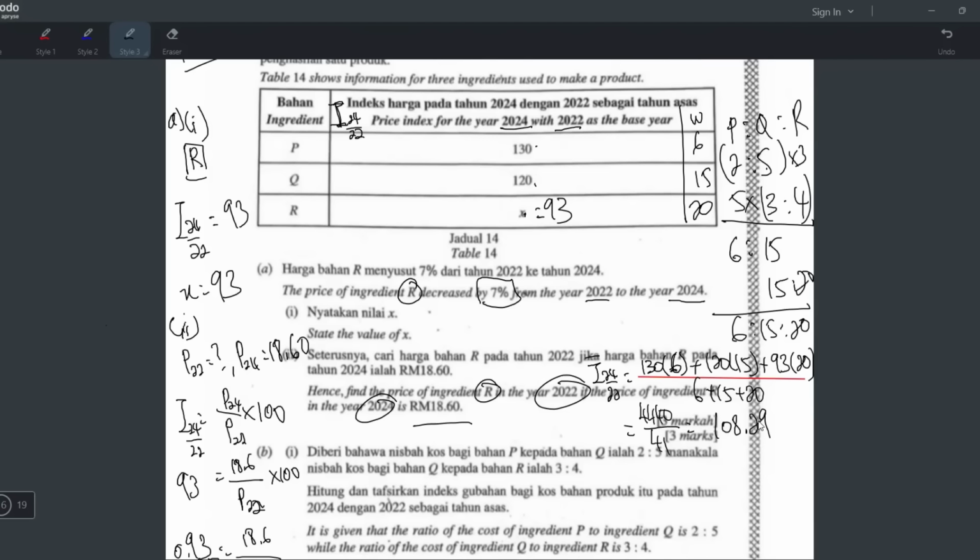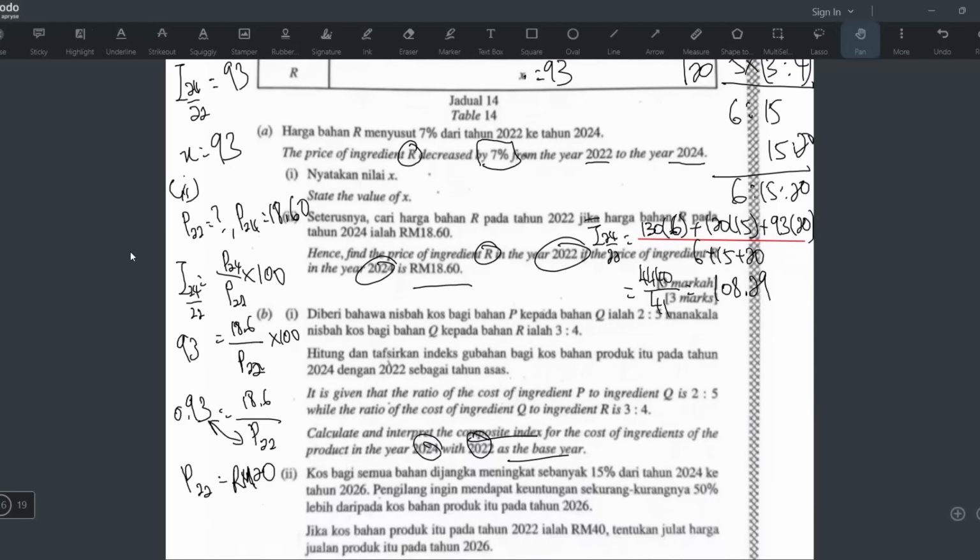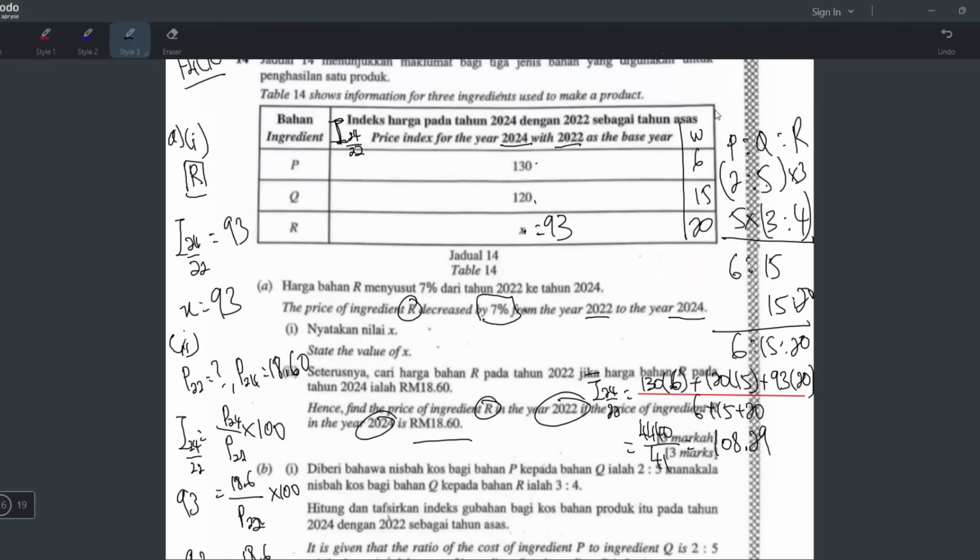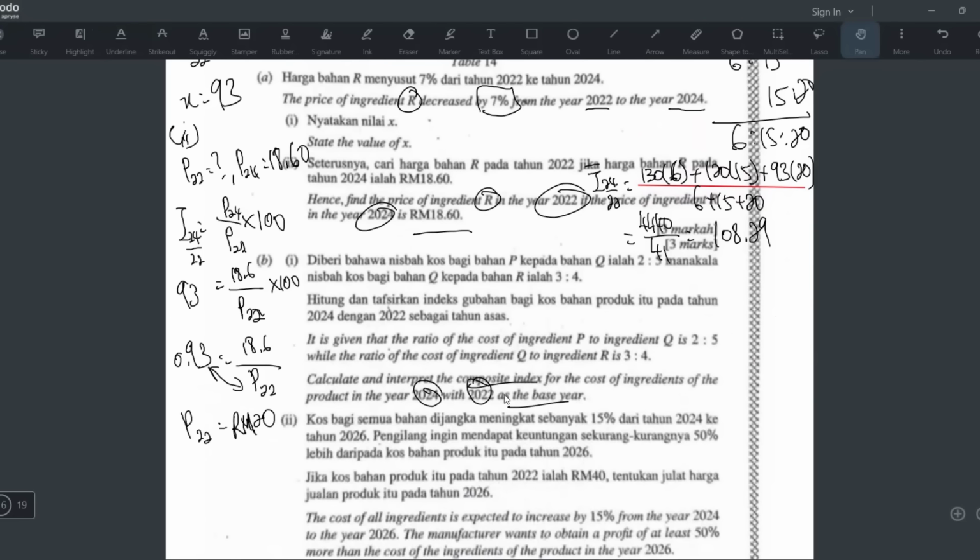But don't forget, they ask you to interpret. So I already found out the value. So how do you interpret? Okay, let's scroll down a bit. Okay, I'm doing B1. So this is the B1. Okay, all right. So interpret.